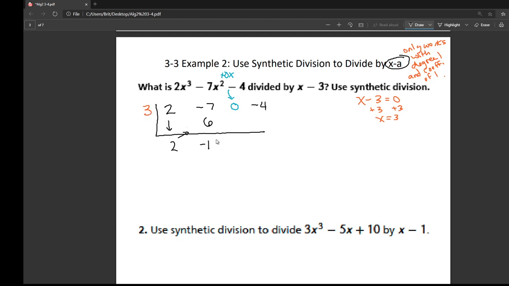So 3 times negative 1, I'm going to write it here. And then I add down, so that gives me negative 3. And then here, 3 times negative 3 gives me a negative 9, and I add down. And then this last number we tend to put in a box. So this is my remainder.